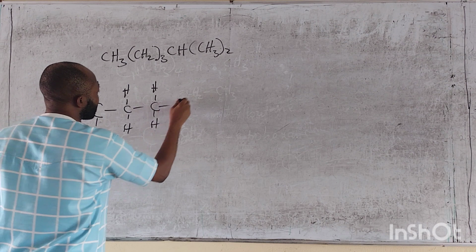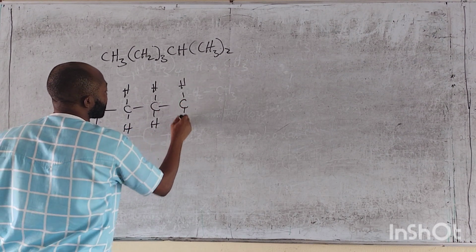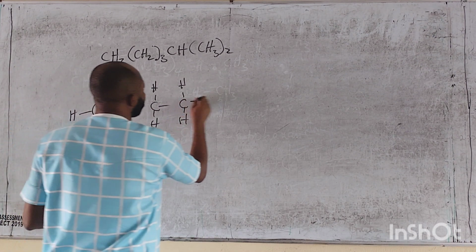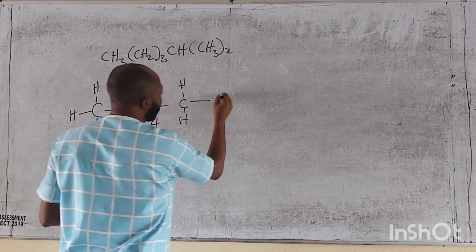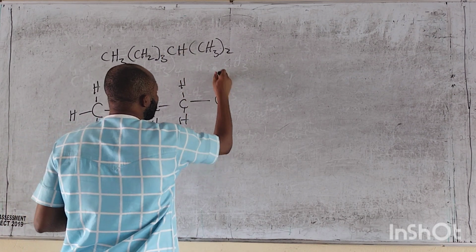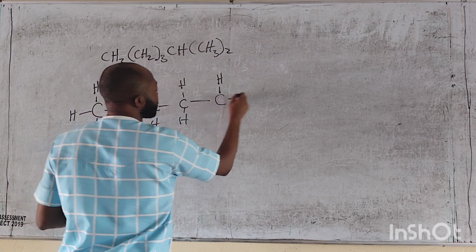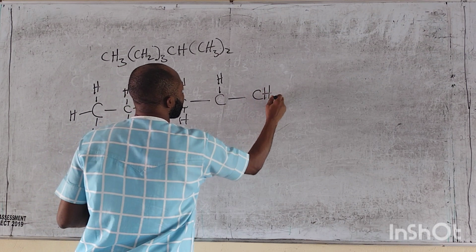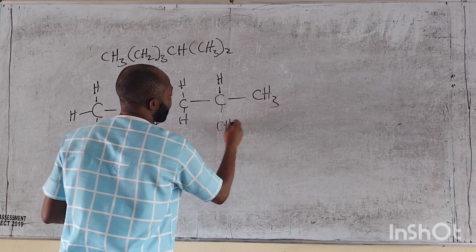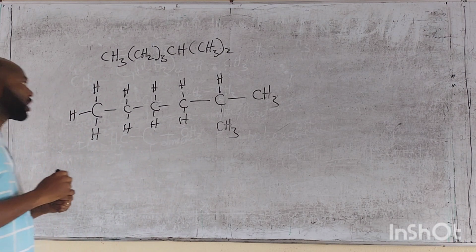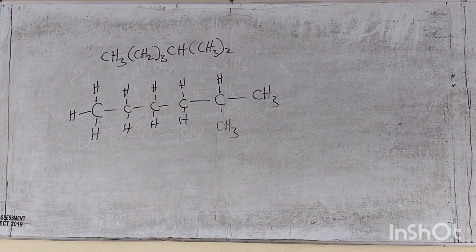CH2, this is 2. CH2, this is 3. I move further. This carbon atom contains 1 hydrogen and 2 methyl groups, CH3 and CH3. This is what it is. So now we have the structure and we are asked to name.